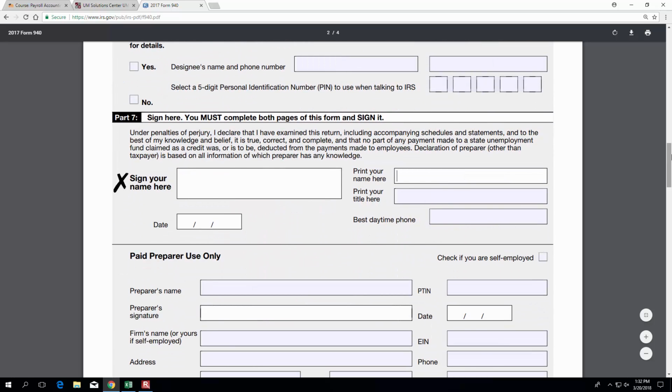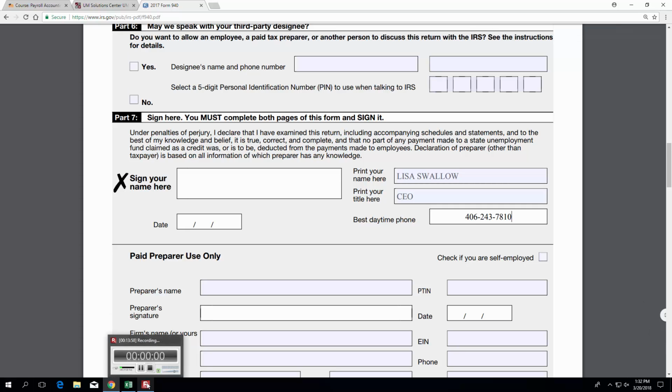And all I'm going to do is sign my name. DEO, I'm not sure what that is. And put in my phone number. And it's ready to roll. January 31st, IRS with a check attached to it. Okay, so hopefully that will be enough to help you finish the homework.